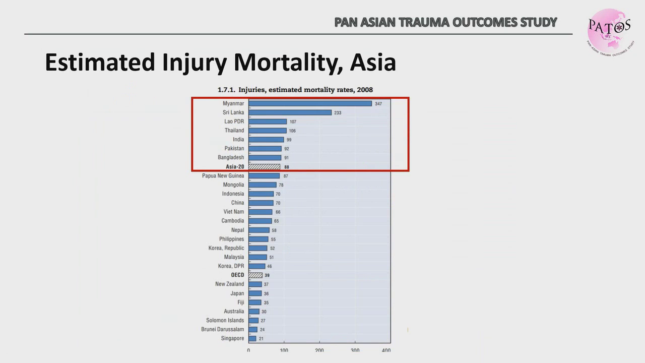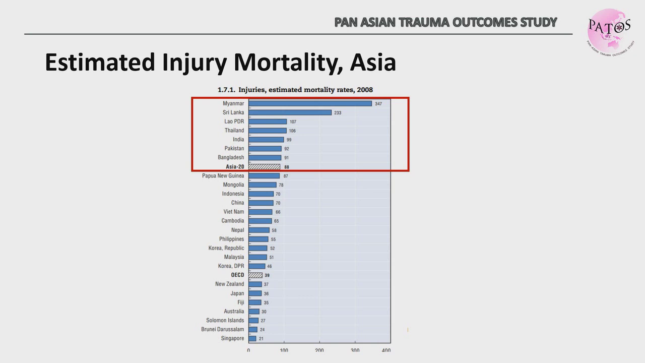In Asia, we have more low-income and middle-income countries than any other continent does. We also have high injury mortality rates. For instance, Myanmar has 347 injury deaths per 100,000 per year. The average mortality rate in the 20 top countries in Asia is 88 deaths per 100,000, which is more than twice the burden of OECD countries on average, which is 39 per 100,000.